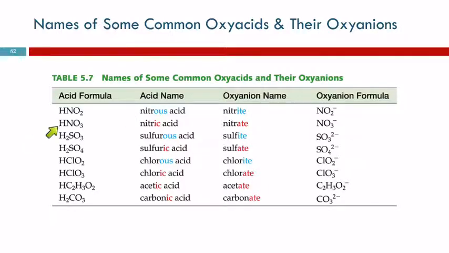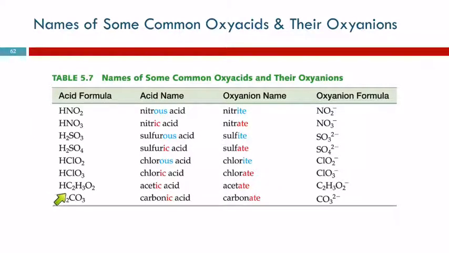HNO3, very similar formula. This has another oxygen though. This contains the nitrate ion. You change "ate" to "ic." So there's nitric acid and there's nitrous acid. They're similar, but they're different. And so that's the pattern that we use for all of these oxyacids.